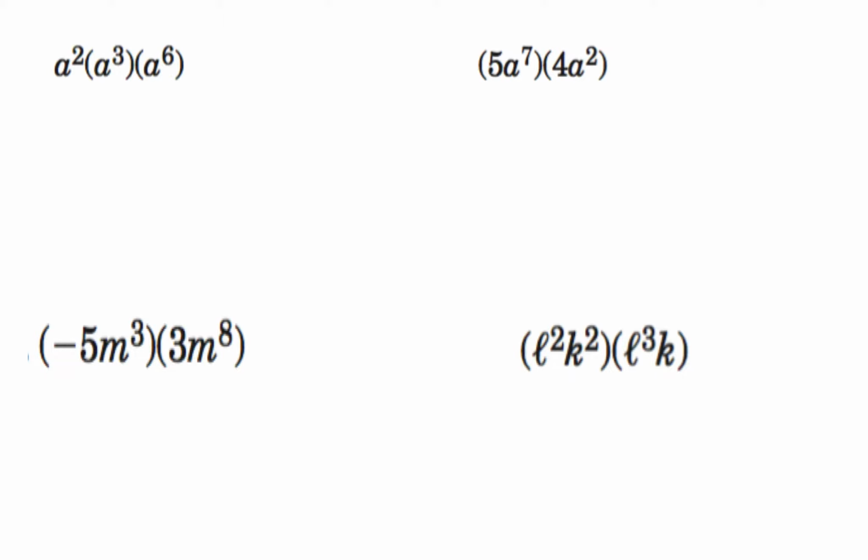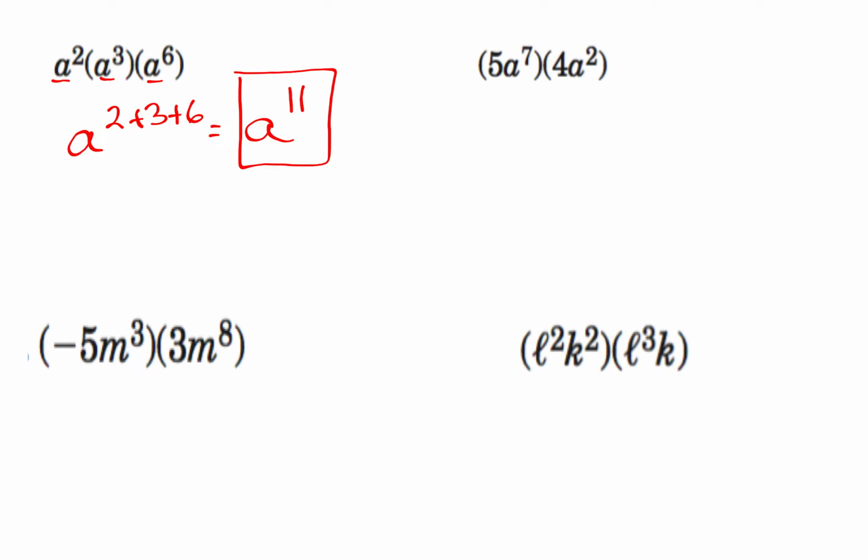Now let's do a few examples where we use this. Okay, first one. a squared times a cubed times a to the 6th. These all have the same base. If the bases are the same, then we can add the exponents together. So 2, 3, and 6 make 11. So this is a to the 11th power.